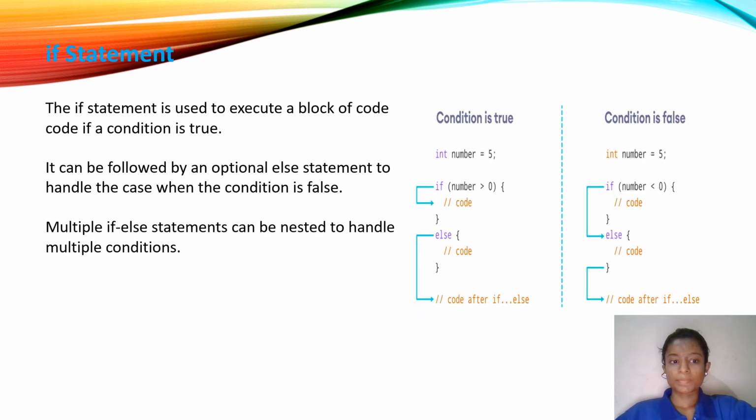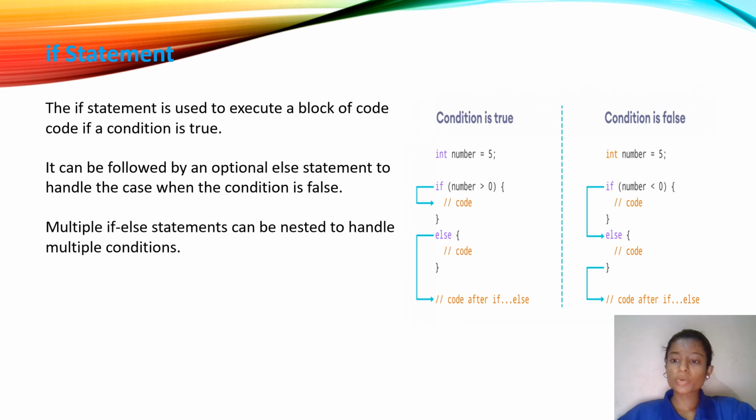If statement. The if statement is used to execute a block of code if a condition is true. It can be followed by an optional else statement to handle the case when the condition is false. Multiple if-else statements can be nested to handle multiple conditions.